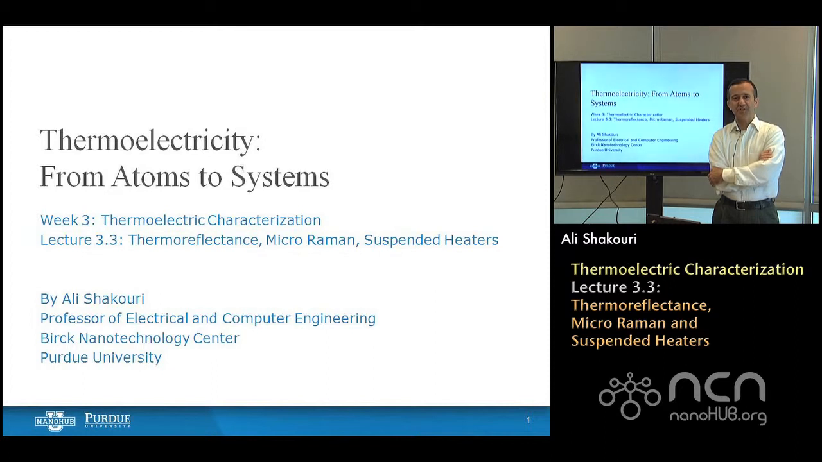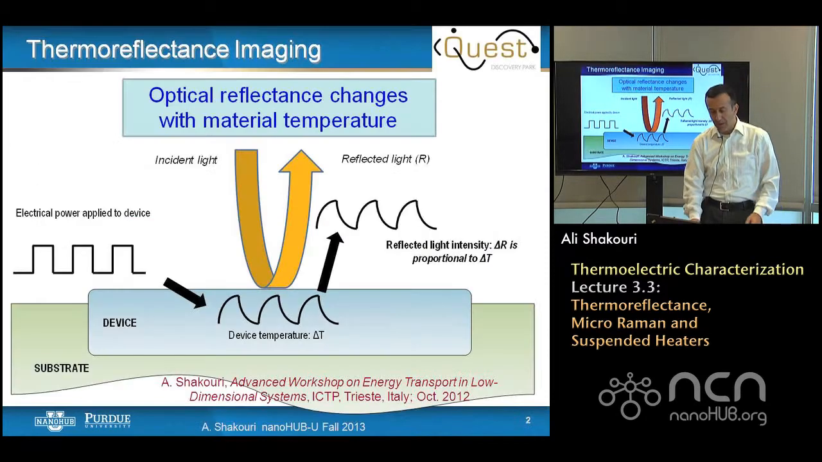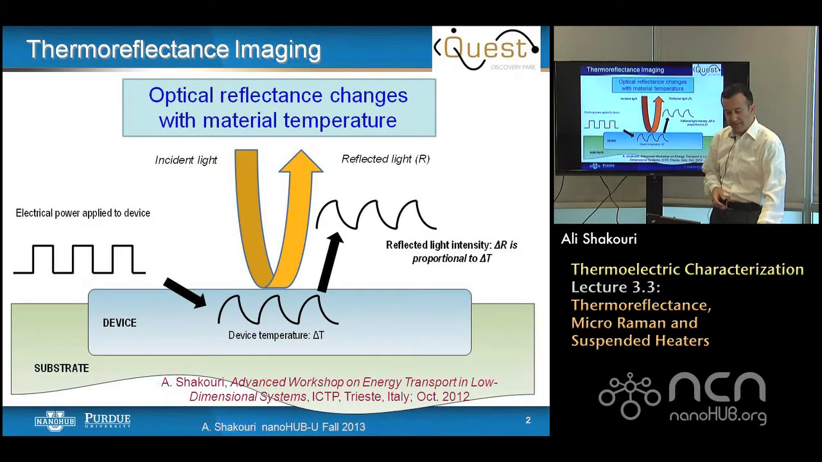Hello, welcome to Lecture 3 on Characterization. Today we are going to look at some of the more sophisticated ways to measure temperature at the small scale. These are thermoreflectance techniques and micro-Raman, and these are the ones that are used to measure thin film thermoelectric properties that we will see in later lectures. I also describe a technique that is used a lot to characterize nanowires and other low-dimensional structures, which are suspended heaters. So let's start with thermoreflectance.